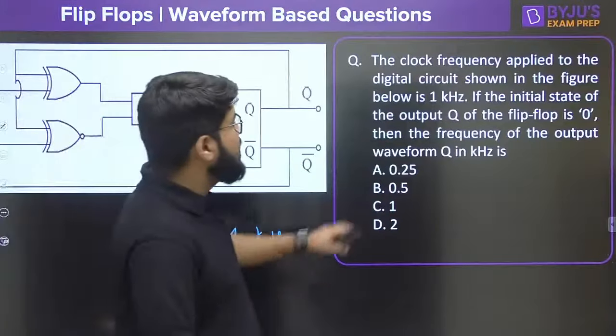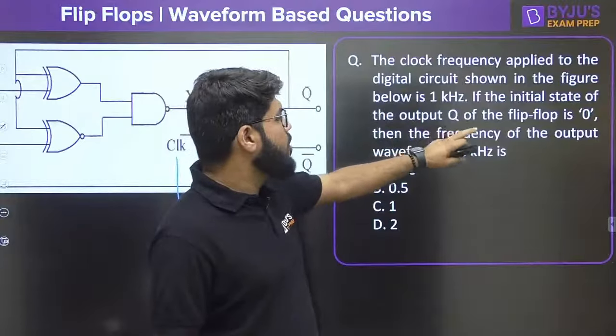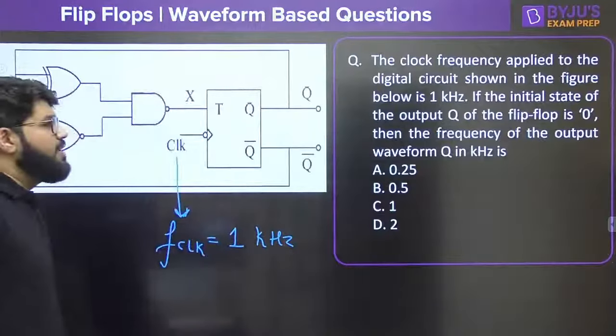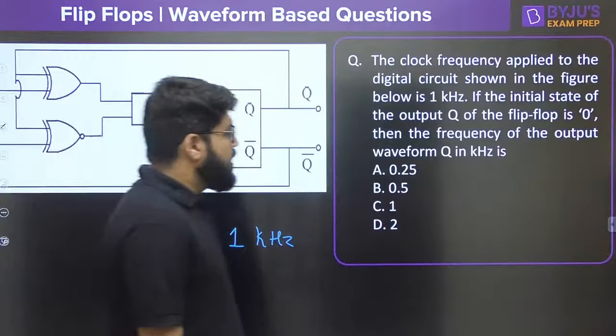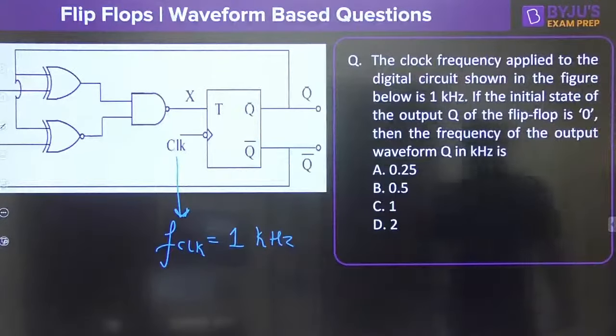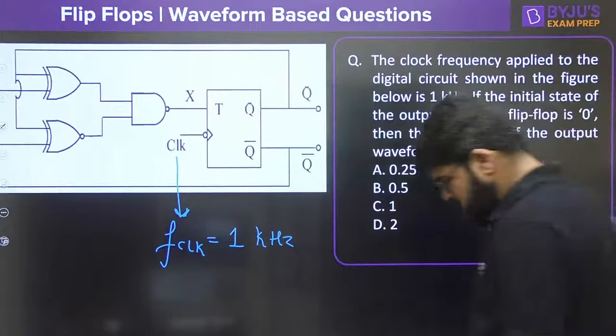If the initial state of the output Q of the flip-flop is 0, then the frequency of the output waveform Q in kilohertz is how much?